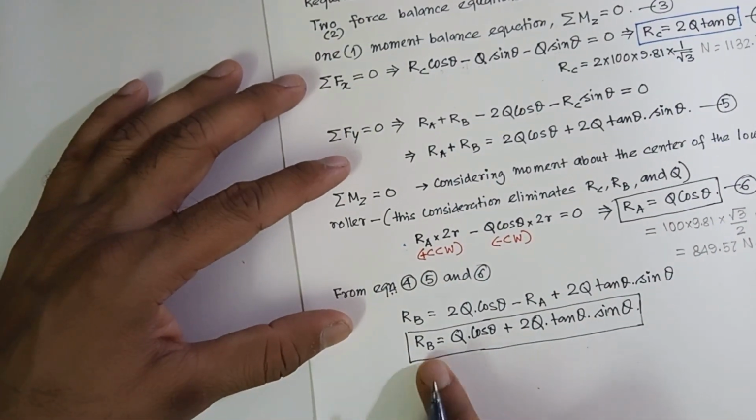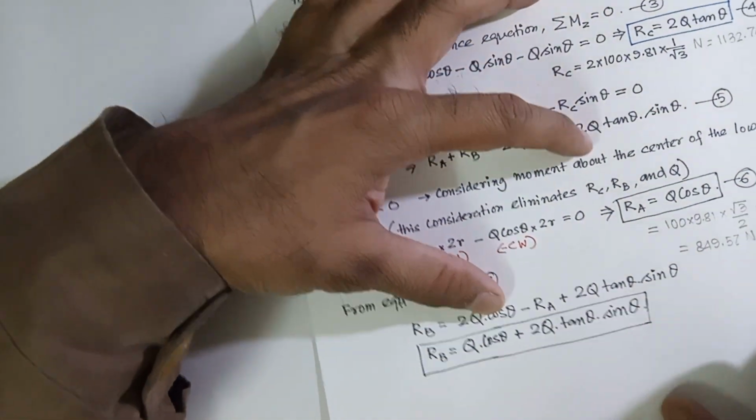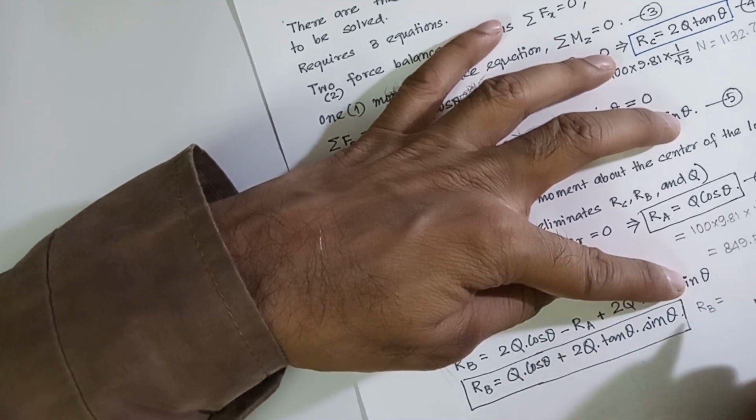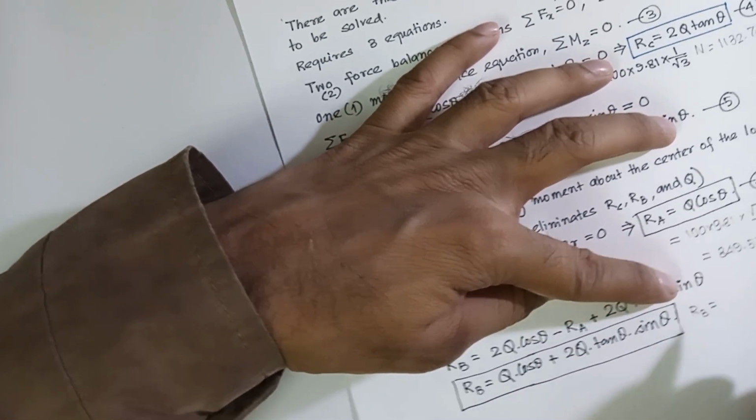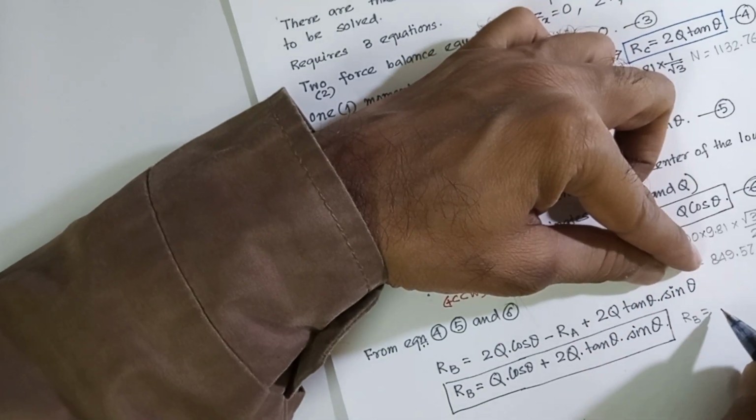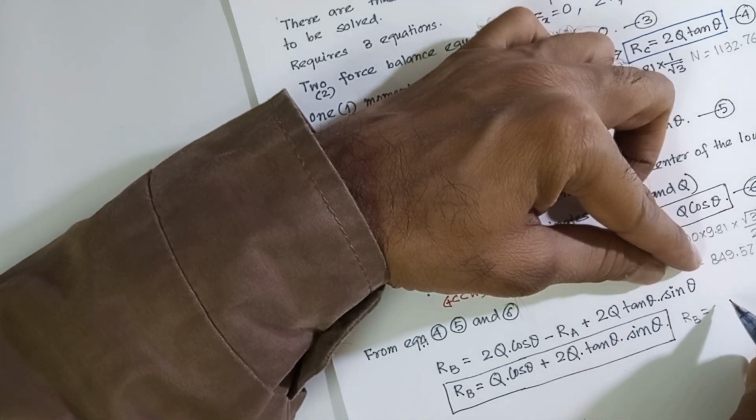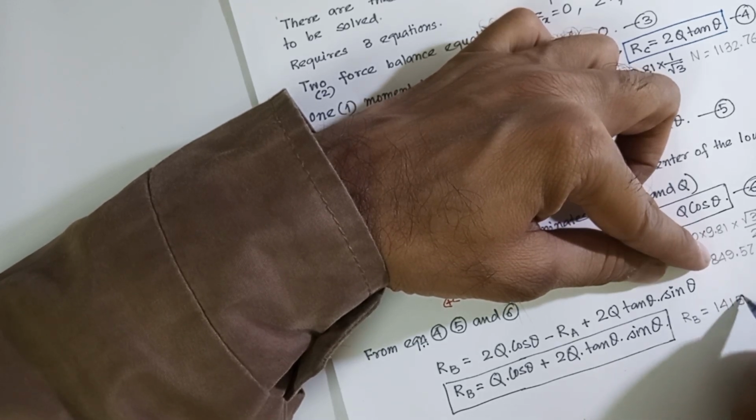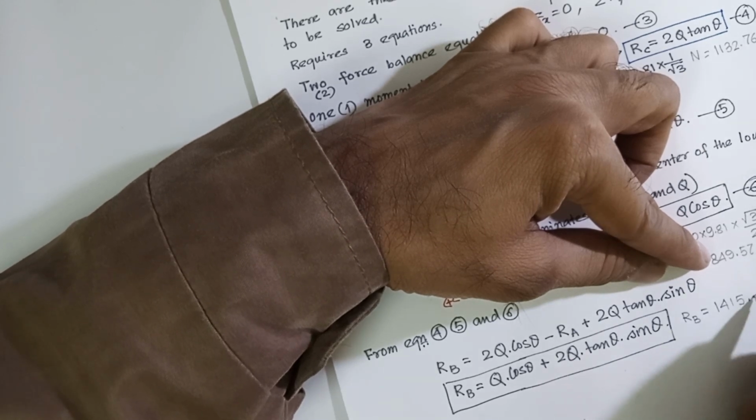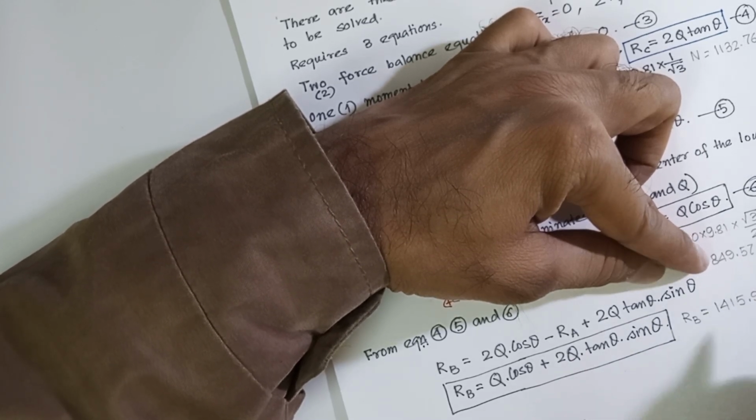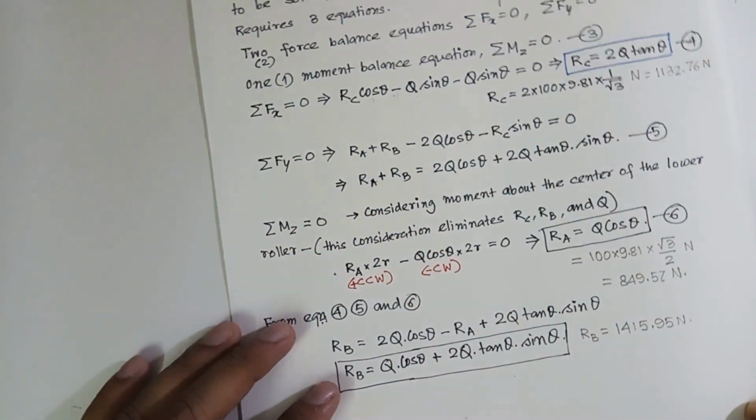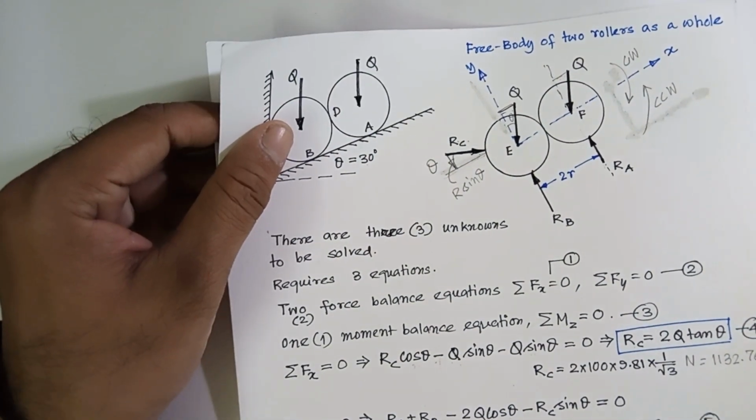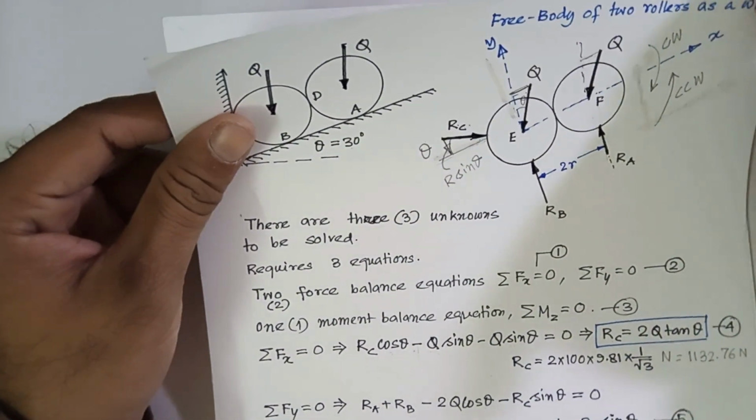Next, RB, just put the values of this and you can determine RB, for this particular set of values, that is 100 kg and 30 degree. So you can solve for RB. RB is equal to 1415.95 newtons. So that is method 1, where we have considered the two rollers as a whole. Okay, so that is the first method.